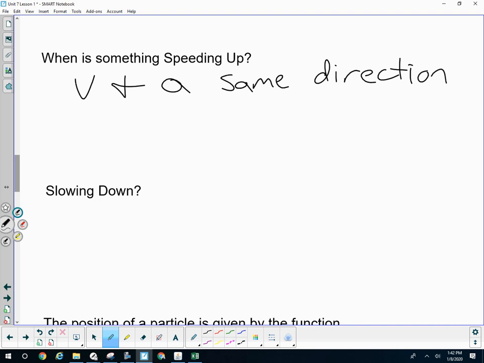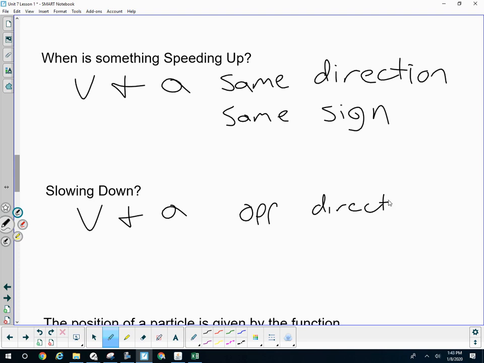Since we only worry about right or left, and we only worry about positive and negative signs, same direction is the same as the same sign. If velocity is positive and acceleration is positive, you're speeding up, but you're going to the right. If velocity is negative and acceleration is negative, you're speeding up, but you're going to the left. You're slowing down when your velocity and acceleration are going in opposite directions. Opposite signs.